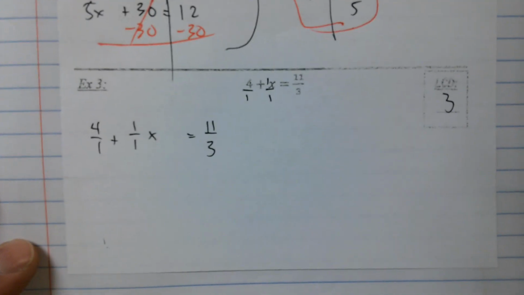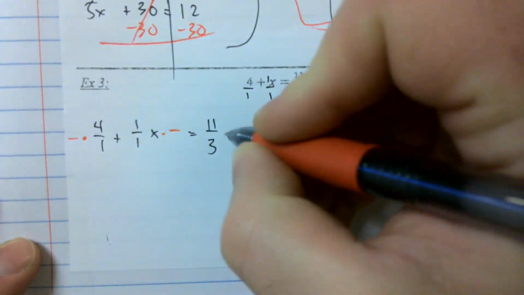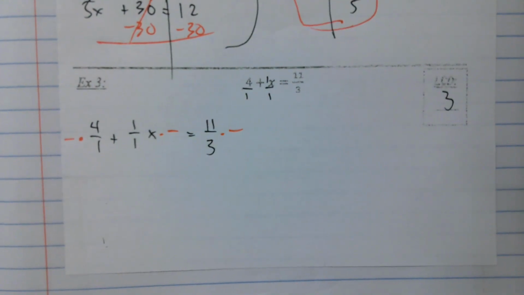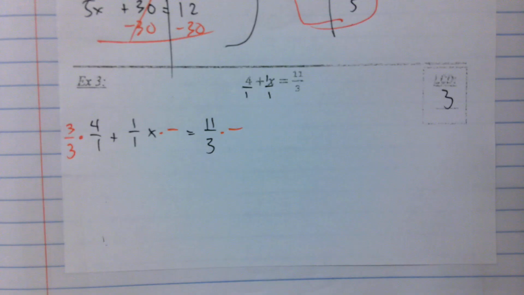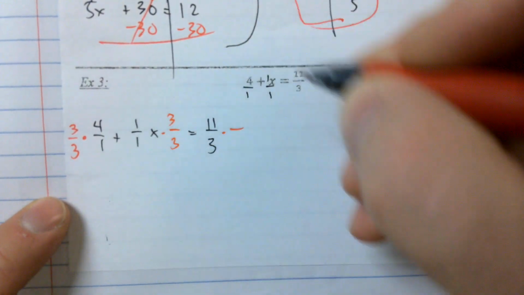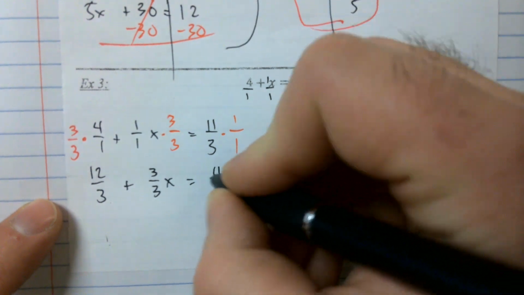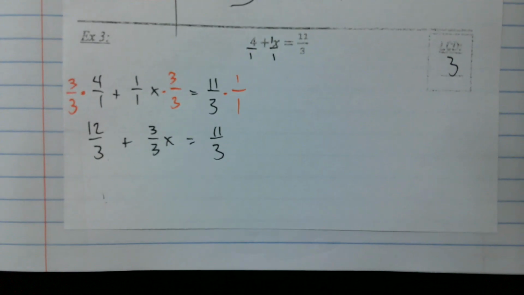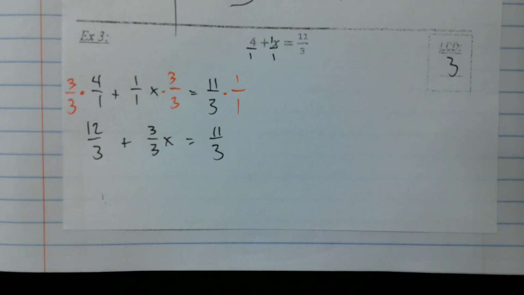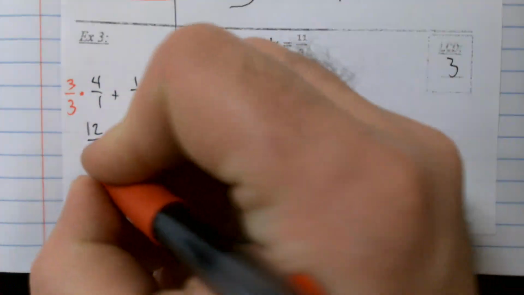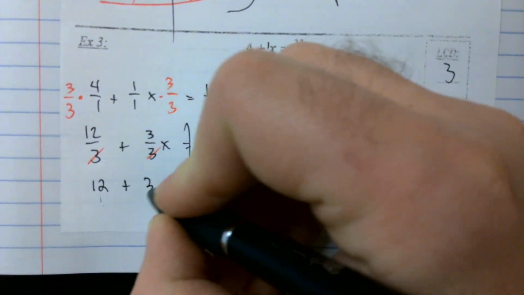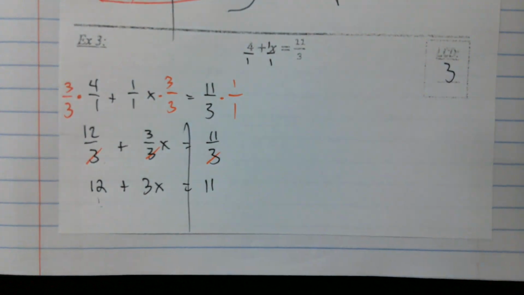Sorry, that's blurry. What can I multiply my first by? 3. And then 3 over 3. And then 1 over 1. Perfect. What am I going to do with my 3's now? Cross all out. Good. Subtract. See what we got. 12 plus 3x equals 11.